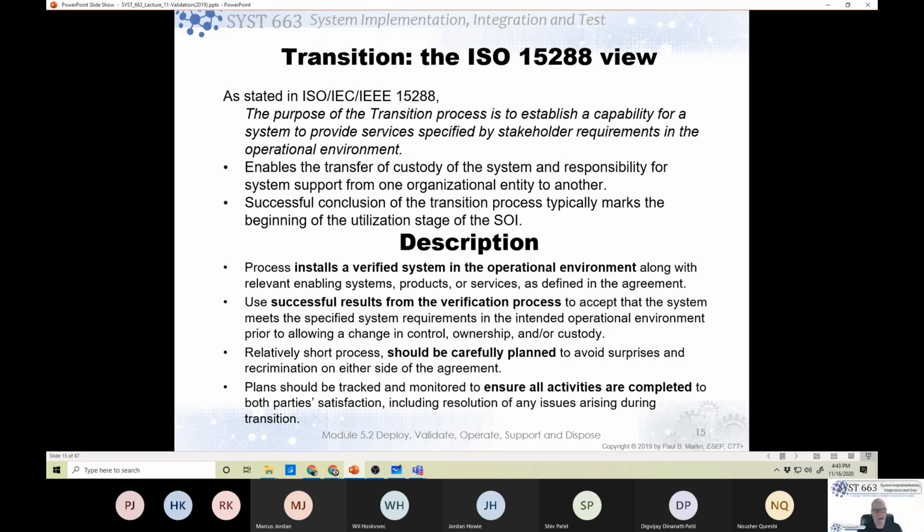All right. Okay, let's think about 15288 in terms of the way we look at two processes. Remember, last week we talked about the verification process. What feeds that, once you have a verified system, you need to transition it to the customer or to the operational environment. When I was working for the Navy, I transitioned it to a ship, and of course we had to do a ship check, make sure it can go there. We had to figure out the actual power, space, and cooling, and things like that.